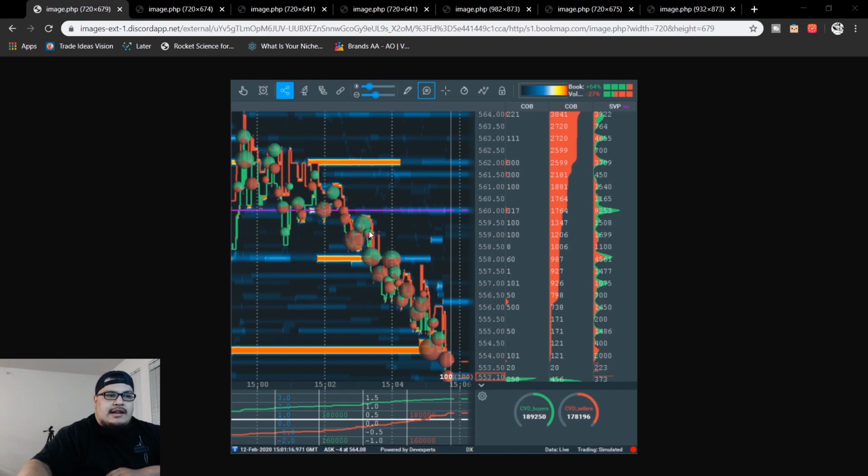It moved away from it and went further down to find some buyers to help push the price action back up. So it went down. There was more selling than buying at this level, where these orders were sitting. This is buying sitting here, and there is more selling, right?